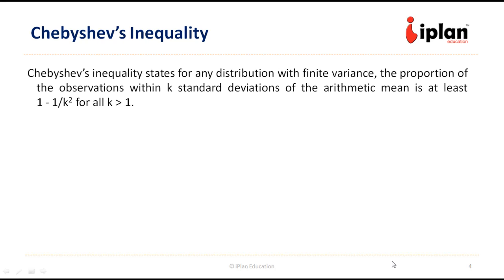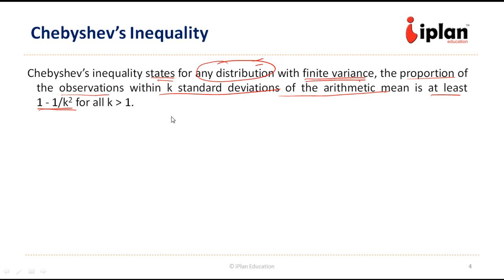So this is a basic theorem which gives an idea about the distribution where it is not known. It states that for any distribution with finite variance, the proportion of the observations within k standard deviations of the arithmetic mean is at least 1 minus 1 upon k square for all k greater than 1.